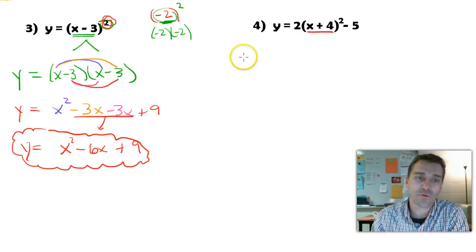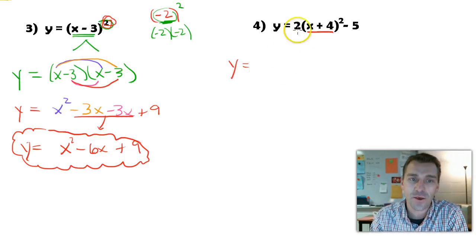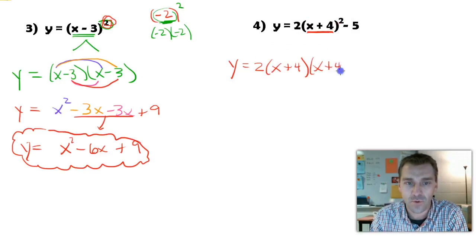Okay, here we go. So I'm gonna do it. You see if you got it. So I'm gonna put a 2 down there. I'll deal with that later because I didn't do any FOIL yet. Let's take this squared and apply it to this binomial. So that means I'm gonna expand it out. X plus 4 and x plus 4. And then I still have this pesky little minus 5 out there.